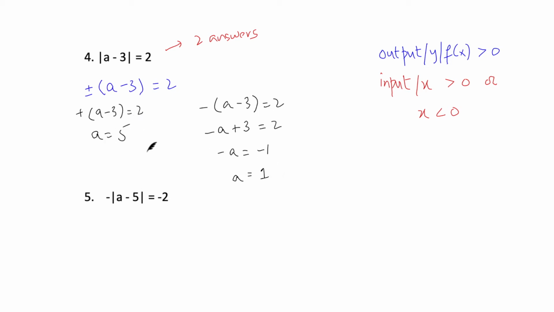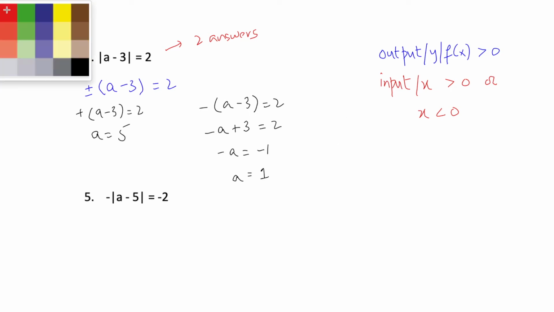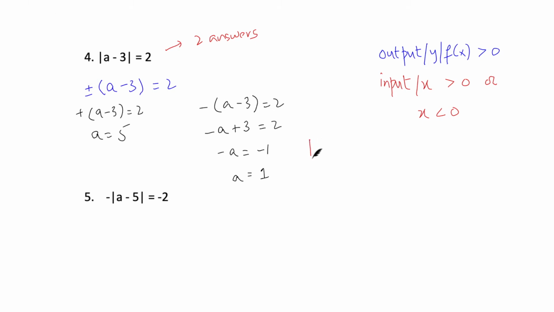Now let's test these answers as well. Let's put 5 into this and let's see what we get. If I put 5 into the equation, I will get mod of 5 minus 3. What do I get? Mod of 2, that is equal to 2. So it's completely fine. 5 satisfies this equation. Now let's have a look at 1. Mod of 1 minus 3, does this give me 2? We are left with mod of minus 2. When opened, it will give me 2. So 1 also satisfies this equation. Hence, we get two answers. Remember this.